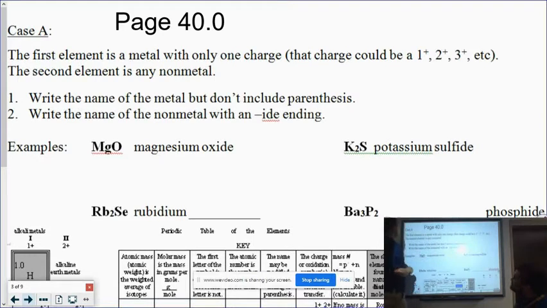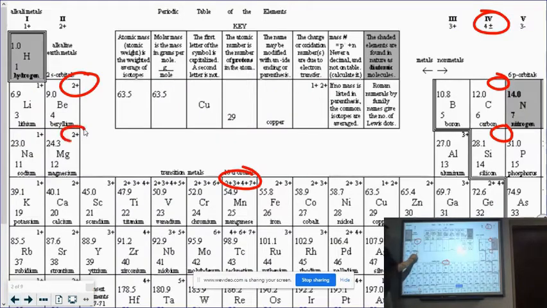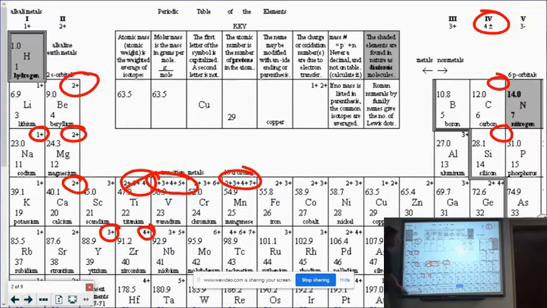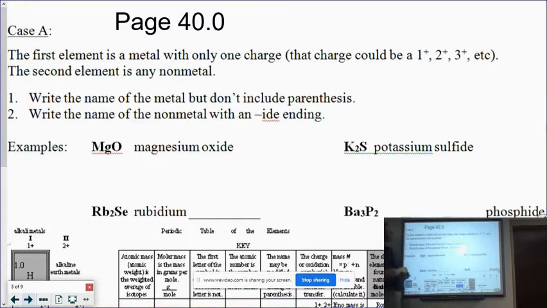All right, so page 40 says the first element is a metal with only one charge. What do we mean by that? We simply mean there's only one charge in the box. So we're not talking about these elements now. We're just talking about single charges in the box. It could be a 3, a 2, a 1, or a 4. We're not talking about the ones that have multiple charges in the box right now. And then the second element is any nonmetal.